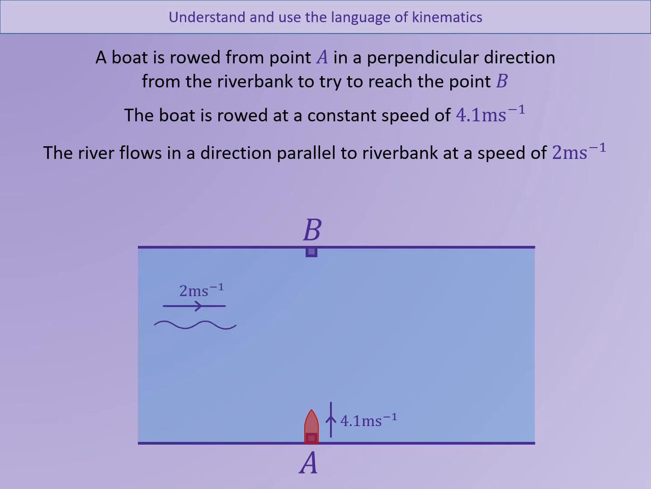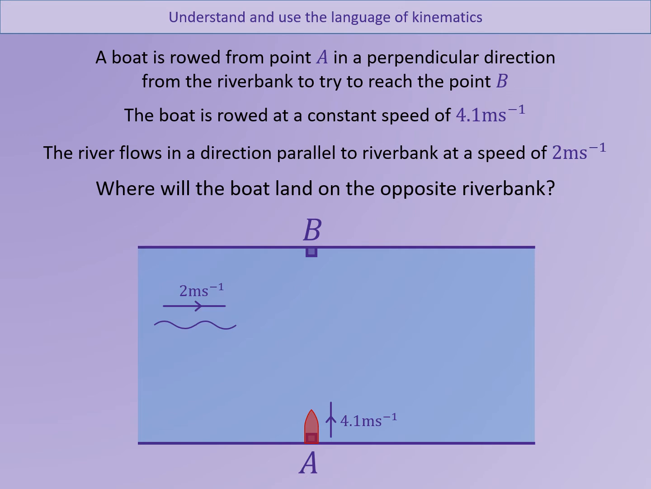We can show these two velocities as vectors. So we can see the velocity of the boat is here and the velocity of the river is here. We're using a single arrowhead to show these velocities.